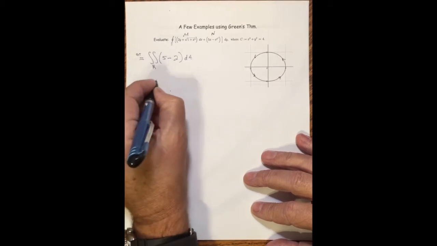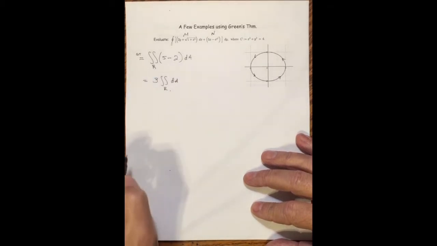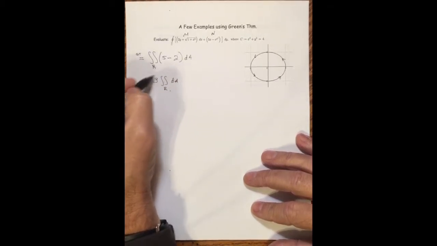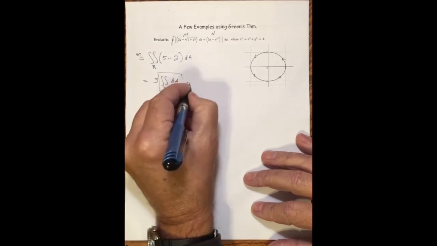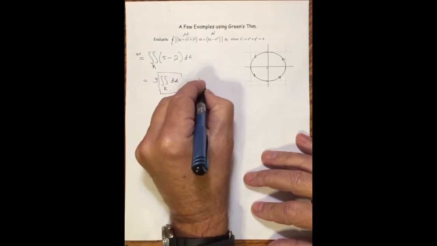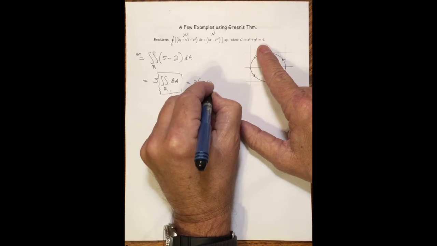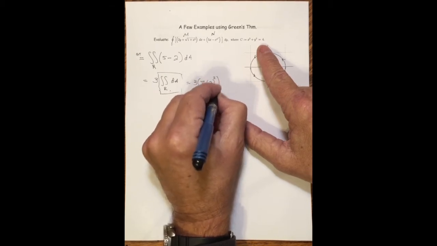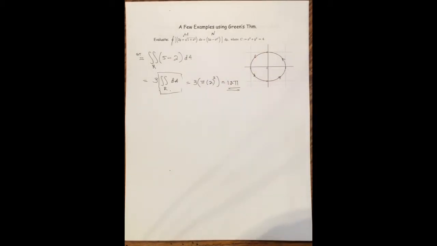So look what happens here. We can take the 3 and factor it out. Now, the limits don't really matter, do they? Because this is going to be the area of that region. So this is going to be 3 times pi times the radius squared. Now the radius squared, that would be 2 squared. So we get a 12 pi. As pretty as you please, and we didn't have to integrate anything. That's nice.